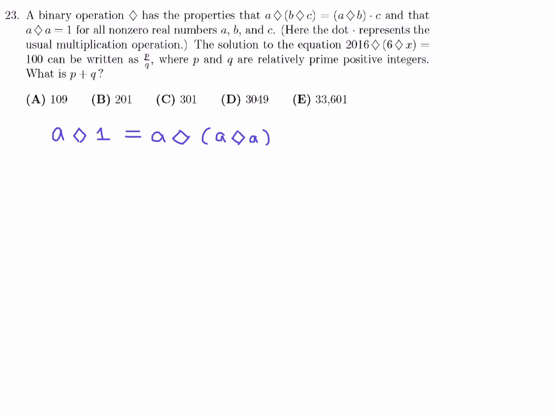Okay, now I've got this. Now I go directly to the definition right here to figure out what this is, and that would be A diamond A, and then multiplied by A, like that. Well, A diamond A right here, they have told me in the question is equal to 1. So put that here, times A. 1 times A is just A. So I conclude that A diamond 1 is equal to A.